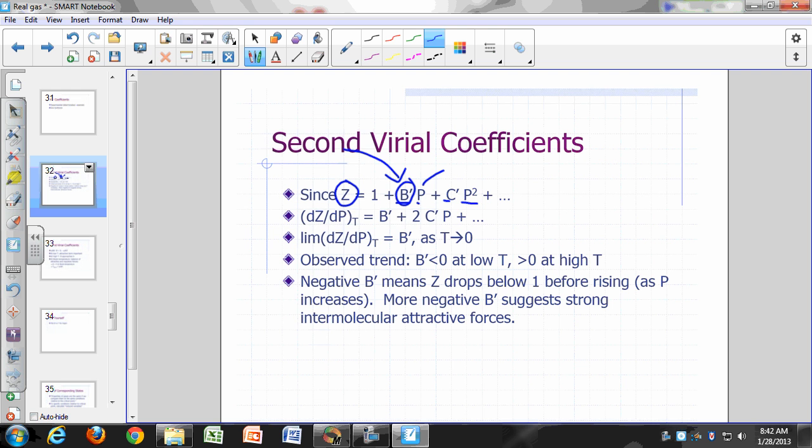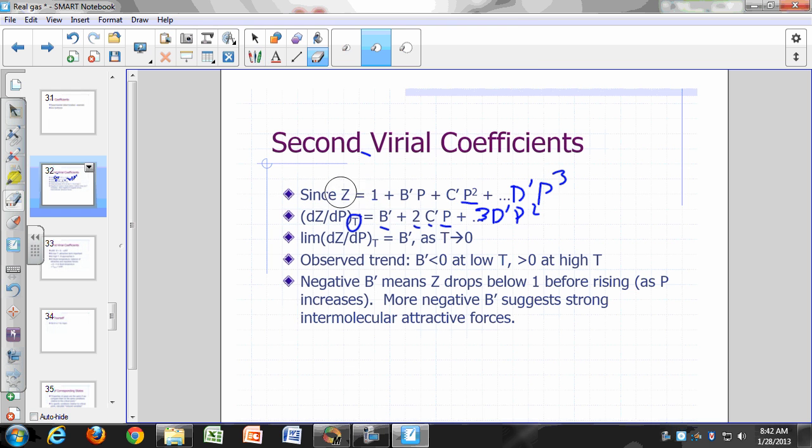And so if you have that data for a particular temperature, you have those values for B prime and C prime. What happens if you take the derivative of Z with respect to pressure at constant temperature? So this subscript over here means constant temperature. Then that's going to be equal to what? Derivative of a constant is 0, right? So it's just going to be B prime plus 2C prime P. What will be the next term? You're going to have a D prime P cubed over here. So the next term here is going to be 3D prime P squared and so on.